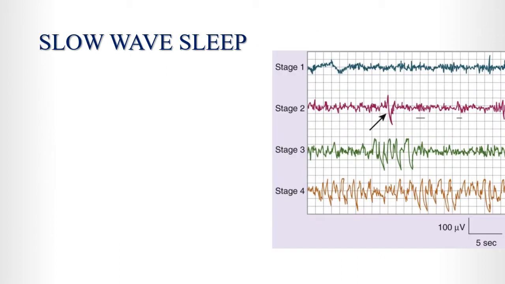First of all, slow wave sleep. Slow wave sleep can be divided into four stages, stage 1 to stage 4. As an individual goes to sleep, he advances from stage 1 to stage 4 of slow wave sleep. These are the four stages of progressively deepening sleep during which the EEG pattern becomes progressively slower in frequency and higher in amplitude. So let's discuss all four stages one by one.